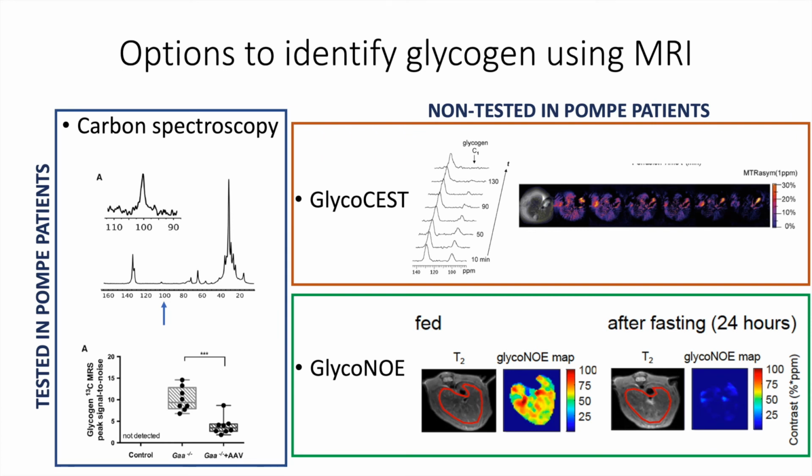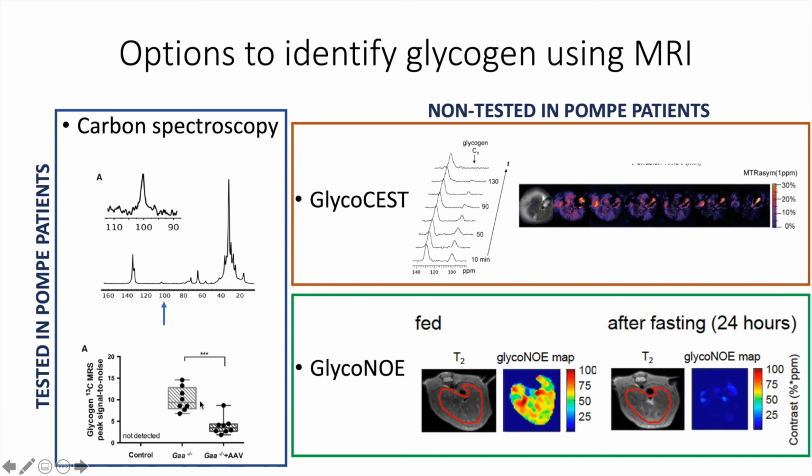And then there are different options to identify glycogen using MRI. One of them had been tested in patients with Pompe in just one study many years ago, that is called carbon spectroscopy. Here what they do is to do this study in the muscles, in a region of the muscle, and identify different peaks that are products that have a lot of carbon. And this small peak here is the glycogen.